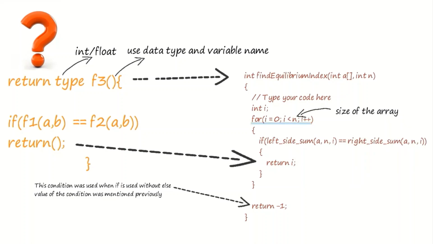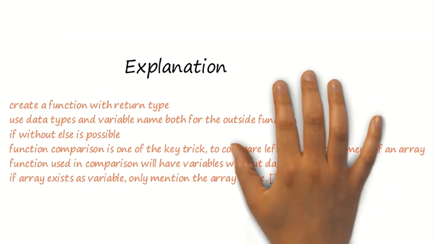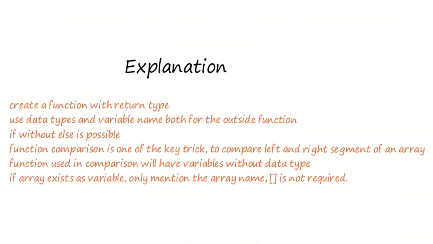At last, we need a loop since we have to check the entire array and size of the array is say n to find the equilibrium index. These are the points we need to remember.